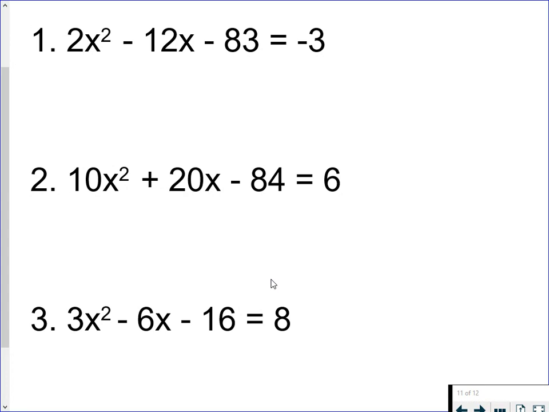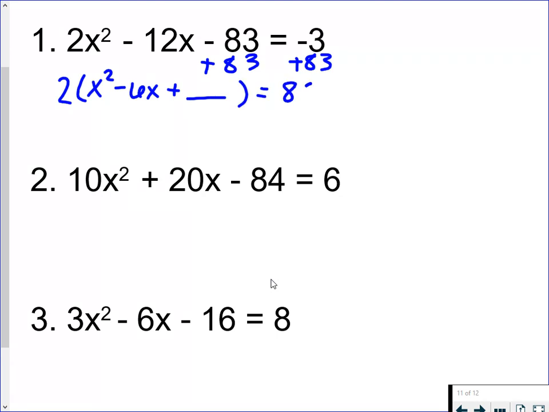All right, so for time, I'm gonna go ahead and go through these really quickly. So add over my 83. I take out my 2. I divide -6 by 2, that gets me -3. -3 squared is 9. So then I get 2 times x minus 3 squared, gives me 89.